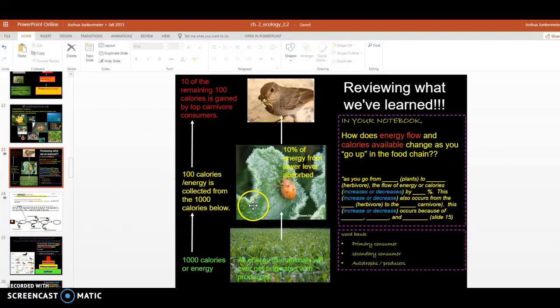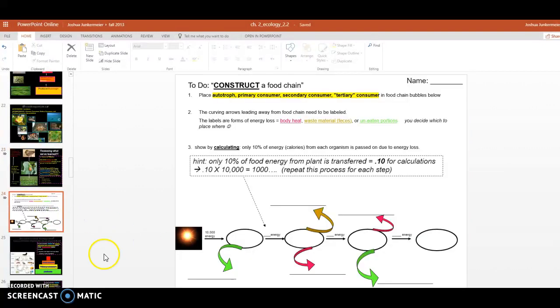So as we go along a food chain like this, there is an energy loss. 90% of the calories of each level are lost. And you may be wondering, well, how? How are they lost? Why are they lost? Well, we likely have done this in class already, and if we haven't, we will soon, where we study forms of energy loss along a food chain. Organisms lose energy through body heat, waste material like feces, and uneaten portions.